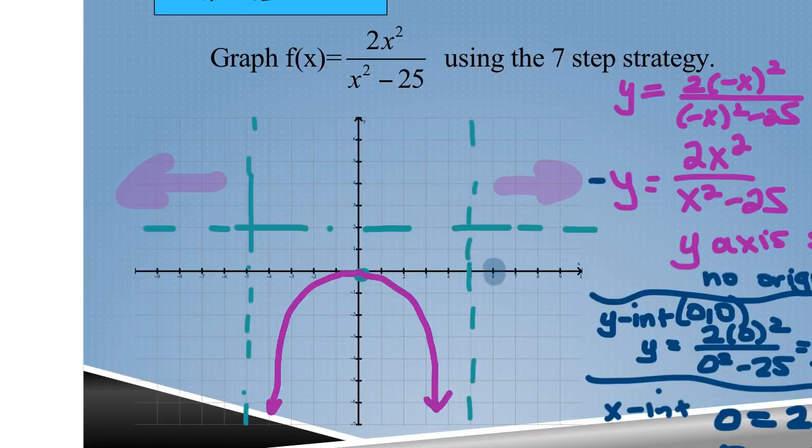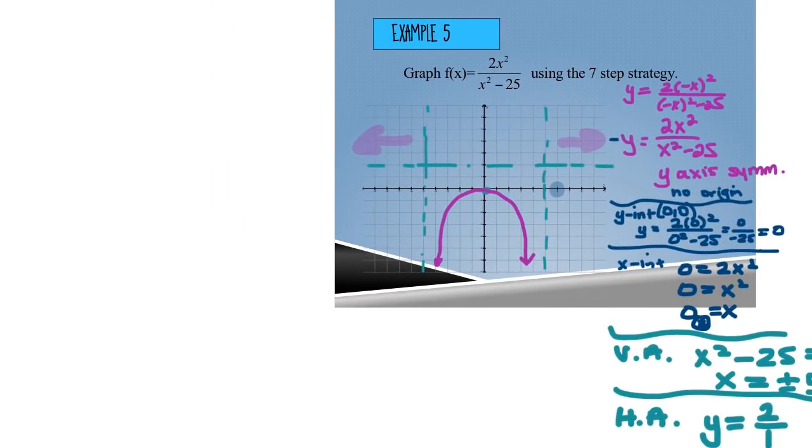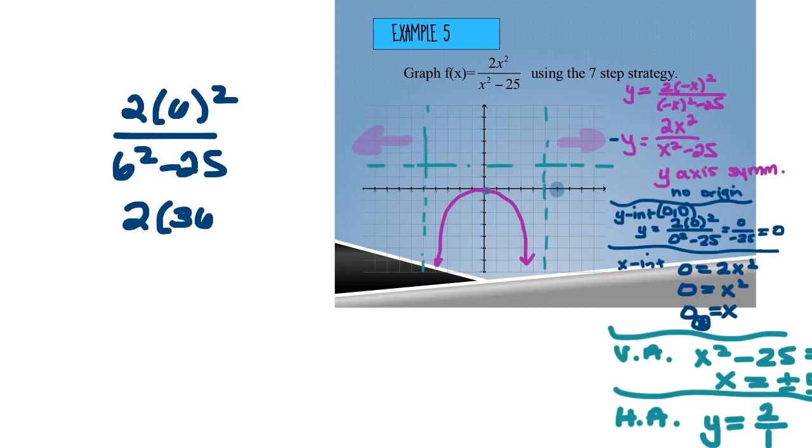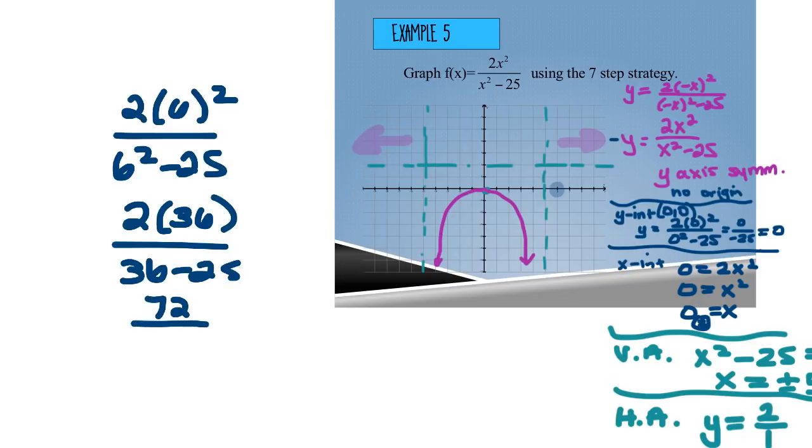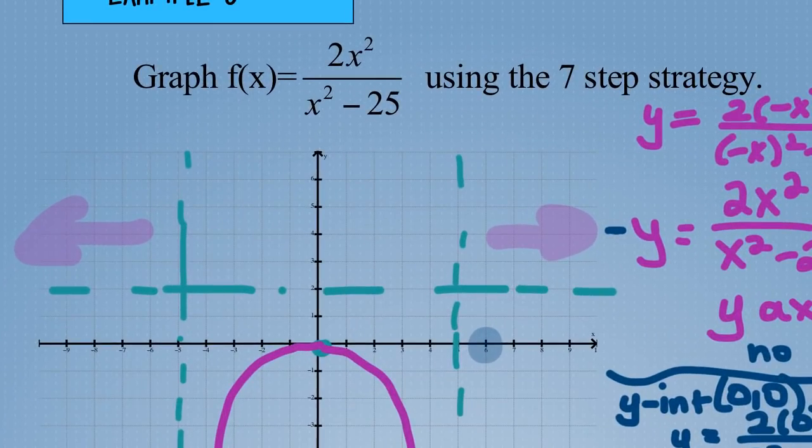So I'm going to plug in a point to the right of my furthest right vertical asymptote, which is 6. I get 2 times 6 squared over 6 squared minus 25. 2 times 36 over 36 minus 25. And I get 72 over 11. So I know this is 6 and 6/11. That tells me that at 6, I'm up here around there. So now I know the curve in the top corner is doing this.